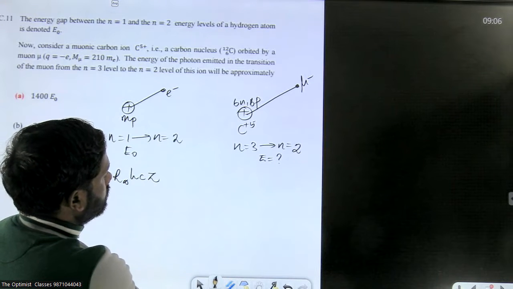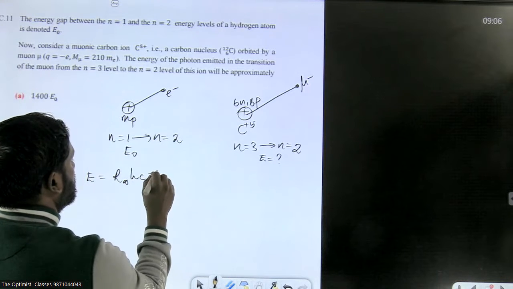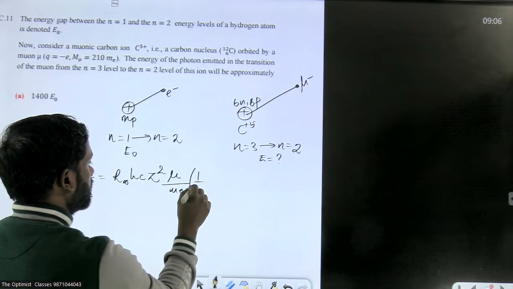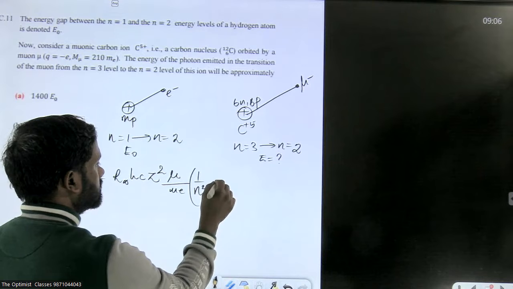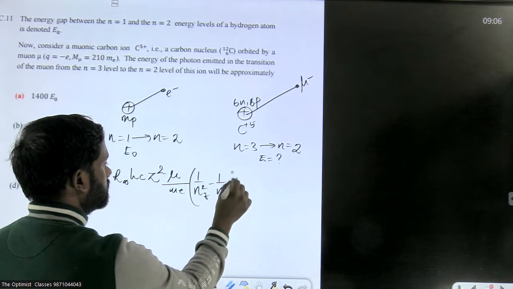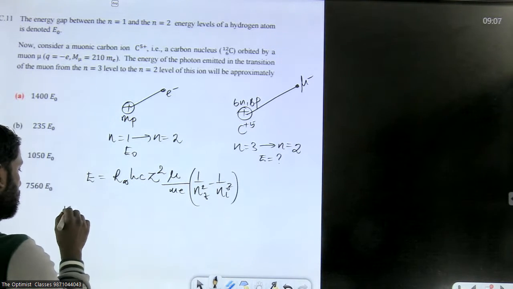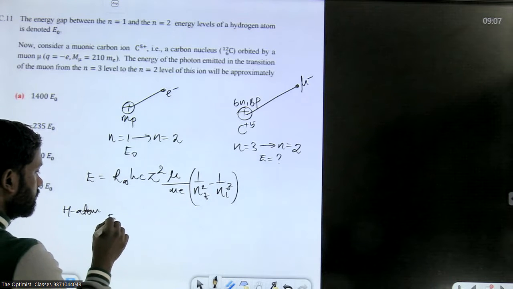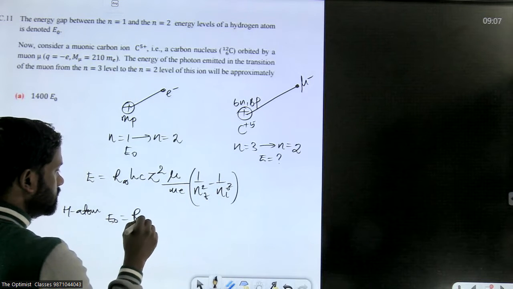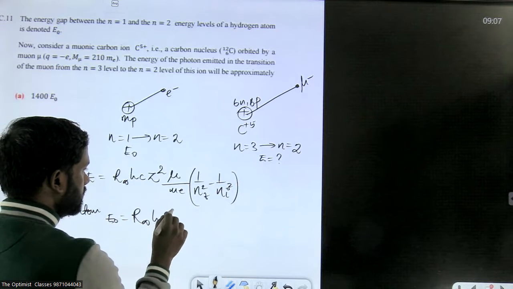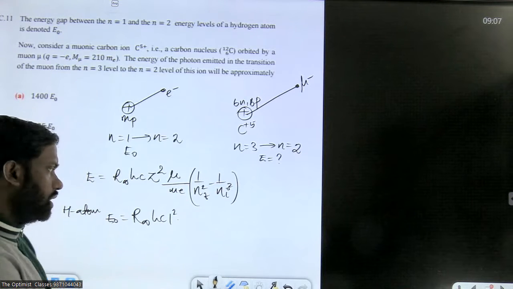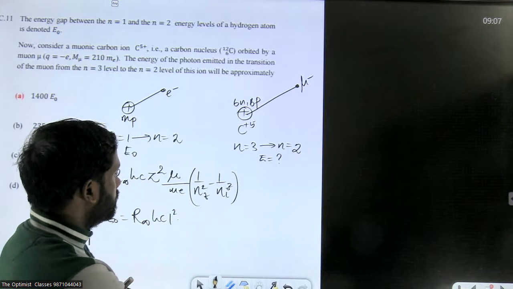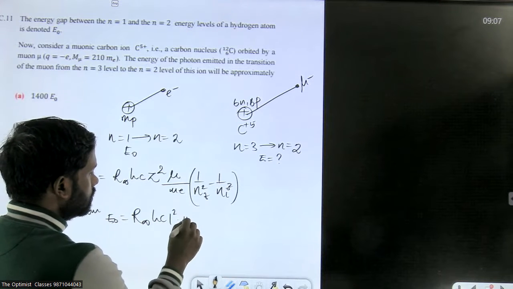Okay, we get Z square, and then reduced mass divided by mass of electron, and then 1 by n final square minus 1 by n initial square. This is the formula. So for hydrogen atom, we get E naught equal to R infinity, the Rydberg constant, Hc, and Z is 1 square, and mu. If you calculate mu for hydrogen atom, there is proton and electron.